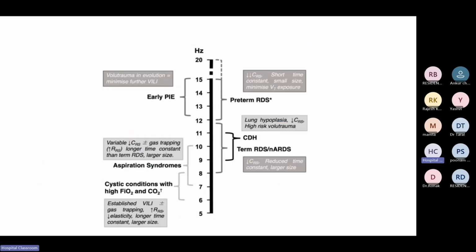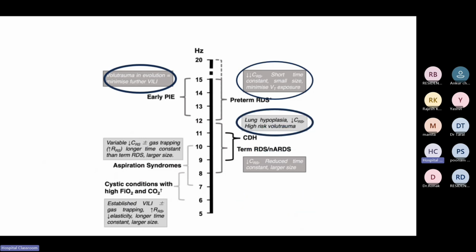This figure shows the same thing: for a preterm in early stages of volutrauma, I'll use a higher frequency so that the volutrauma can be decreased. If it is a preterm with RDS, I want to minimize the volume exposure and also the lung size is small, so I will use a relatively higher frequency. If I have a baby with diaphragmatic hernia, the lung is already at higher risk. There is already one lung which is hypoplastic and the other lung is also sometimes not healthy. So I don't want a ventilation strategy which is causing more volutrauma. That is why I will use a higher frequency so as to decrease the volutrauma.